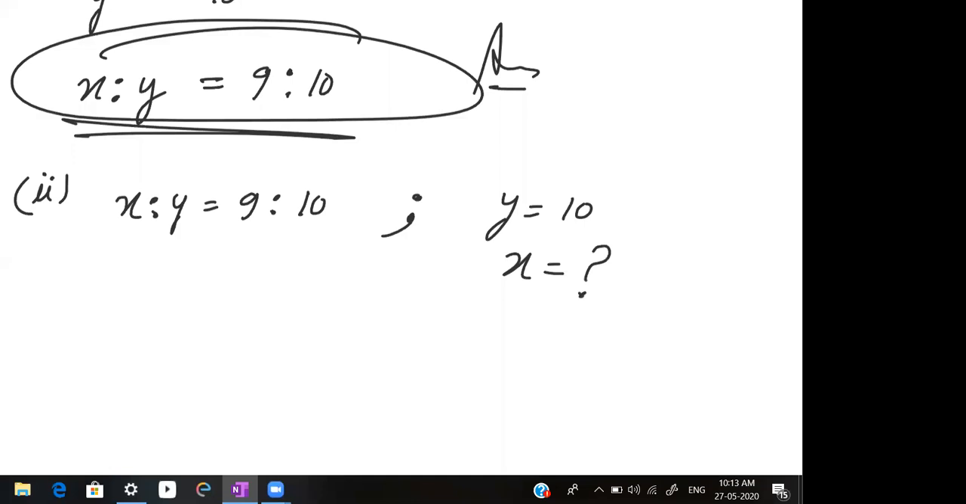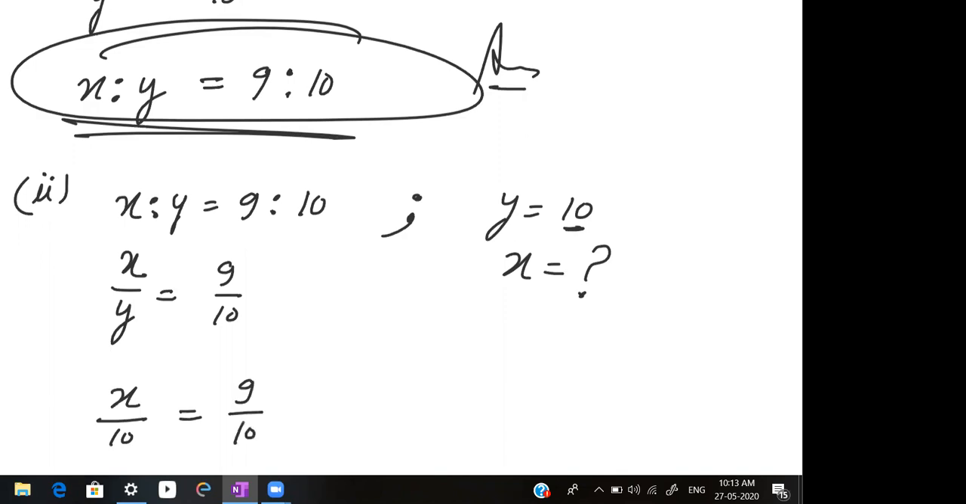So first of all, this is your answer from the first part. Now write it in the fraction form, x upon y is equal to 9 upon 10. Just don't do anything. It is very simple. You just put 10 in the place of y here. So write x upon 10 is equal to 9 upon 10.